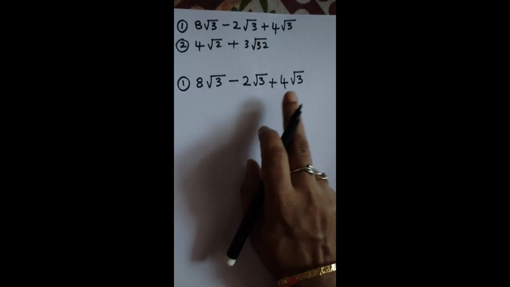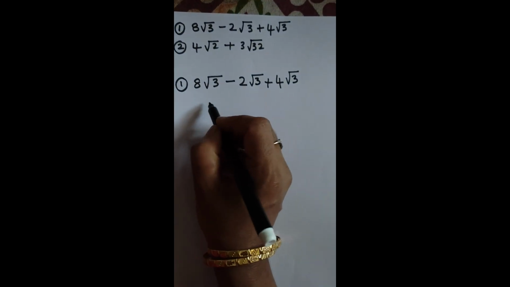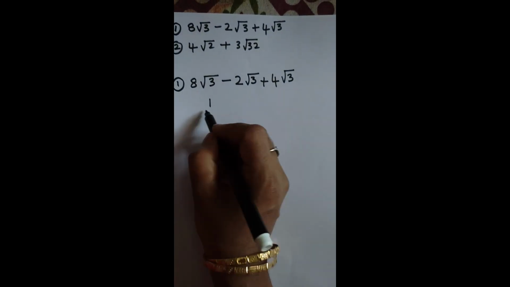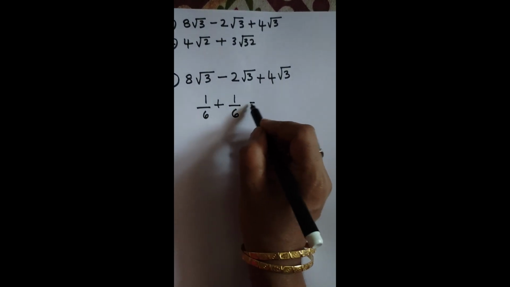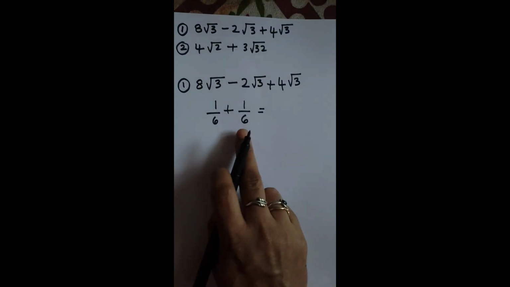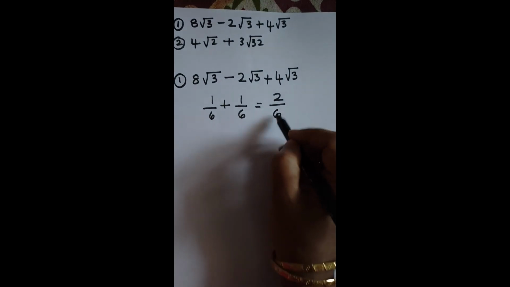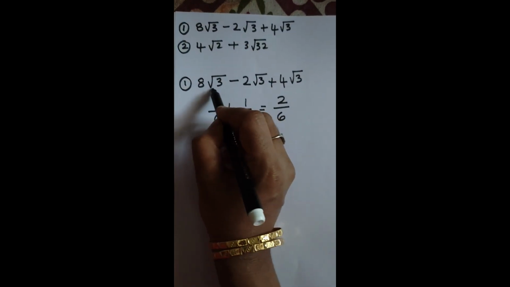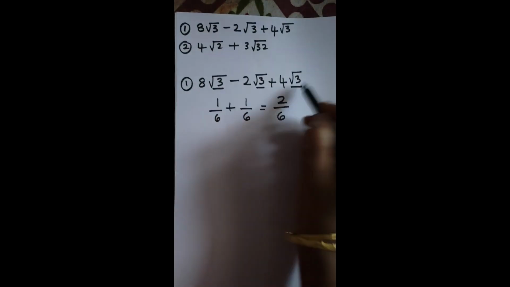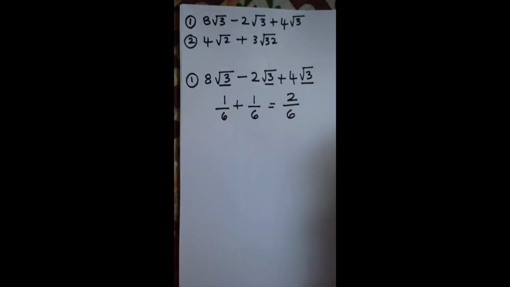First problem is 8 root 3 minus 2 root 3 plus 4 root 3. It is very simple. Like when you add fractions, not decimals, like 1 by 6 plus 1 by 6. When you have the same denominators, you will just write 1 plus 1, 2 by 6. In the same way, when you have the roots same, you can directly add the numbers.